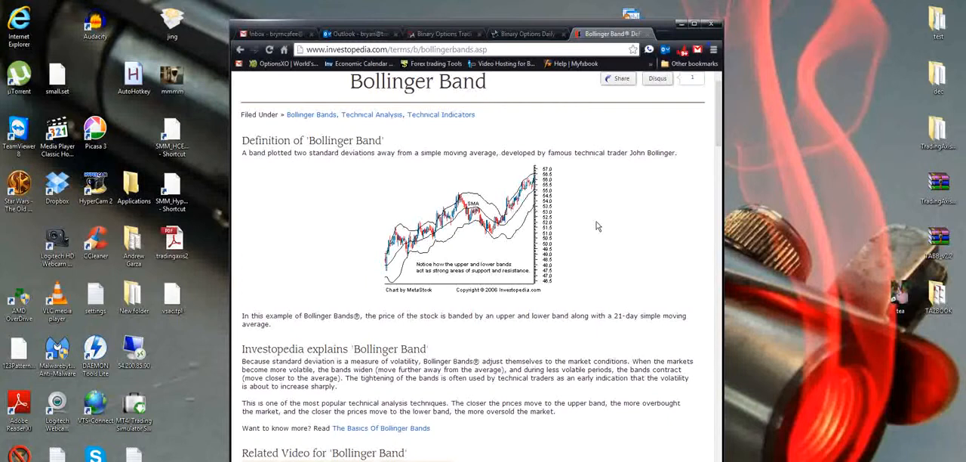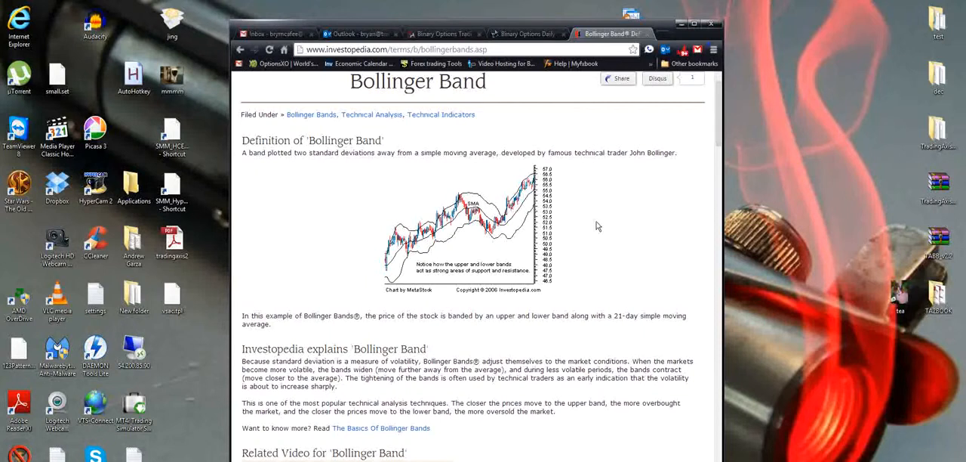Definition of a Bollinger Band. It's a band plotted two standard deviations away from a simple moving average. If you don't know what a simple moving average is, we're actually going to be covering those in the next video. Actually, two videos down the line, but we'll get to them this week most likely. But anyway, a band plotted two standard deviations away from a simple moving average. It was developed by a famous technical trader named John Bollinger, so that's where you get the name.